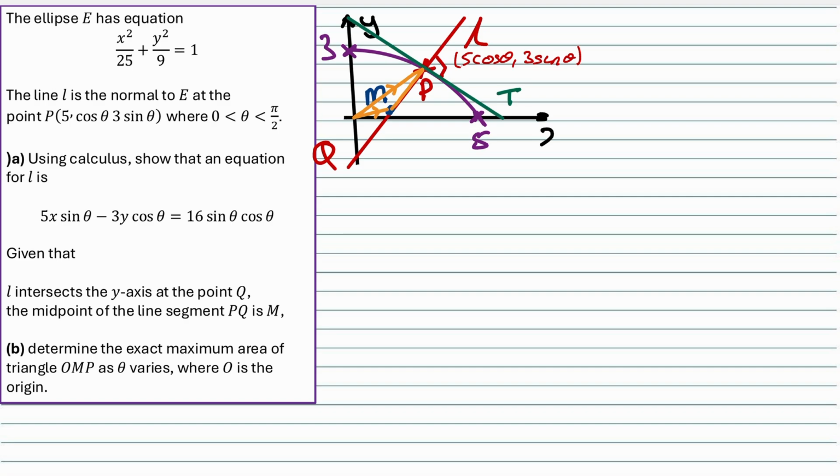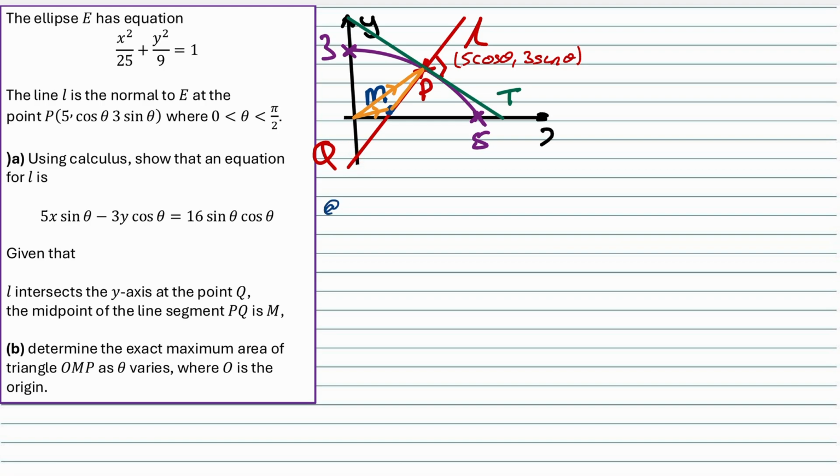Okay, so welcome back if you had a go. So we've got this diagram, we've got point P, we need to work out point M. So the first thing I'm going to do is work out point Q, then I can find the average coordinate between Q and P.